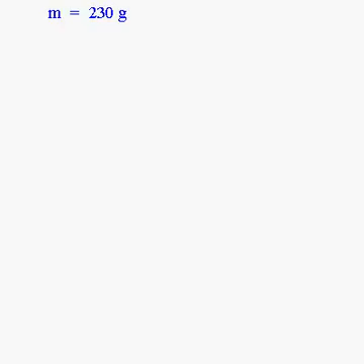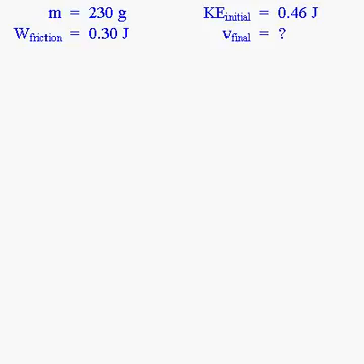This example shows you how to include friction considerations into our energy arguments. Alright, we have a car whose mass is 230 grams. It rolls across the floor with an initial kinetic energy of 0.46 joules. As it's rolling across the floor, friction works on the car. Friction does a total work of 0.30 joules. And the question is, what's the car's final speed?